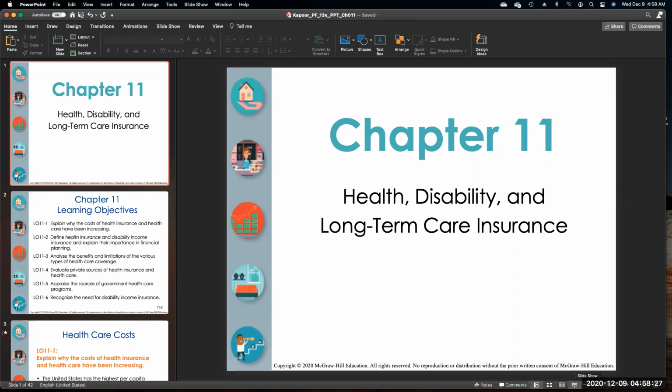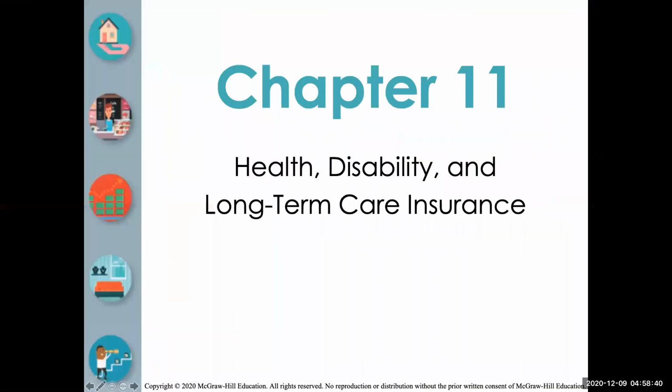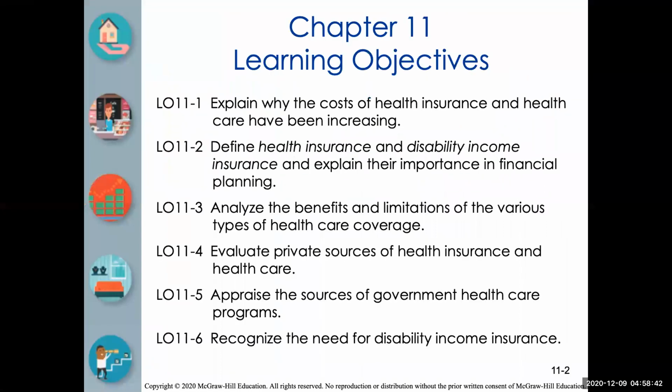However, health, disability, and long-term care insurance are definitely three types of insurance that we need to have a conversation about. So in this chapter, we've got 6 different learning objectives that are going to span the topics revolving around these 3 different types of insurance.